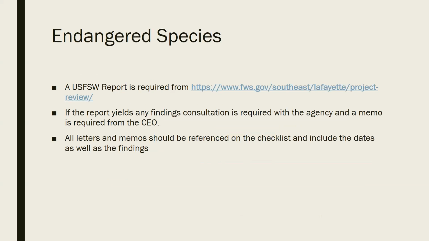The next section is the endangered species. For this section, you have to have a USFWS report, and this is the link to get that report. If the report yields that there are any findings, you have to consult with the agency, and a memo is required by the chief elected official. All letters and memos should be referenced on the checklist and include the dates as well as the findings. So if you contact the agency, you would put the date that you contacted them and sent them a letter, and then the date that they respond to you. That letter should also be included in your source documentation.